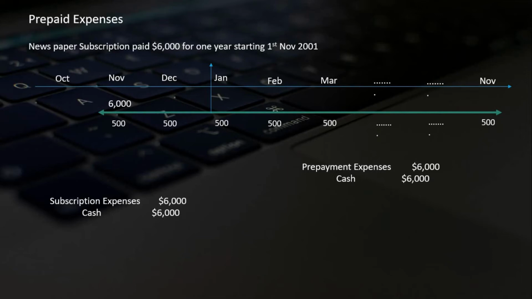At the end of the financial year, we have to make another adjusting entry to complete this entry. Debiting 1,000 for subscription expense, that is the actual incurred expense in the current financial year, and crediting prepayment expense for 1,000 to reduce the prepayment expense account to 5,000.